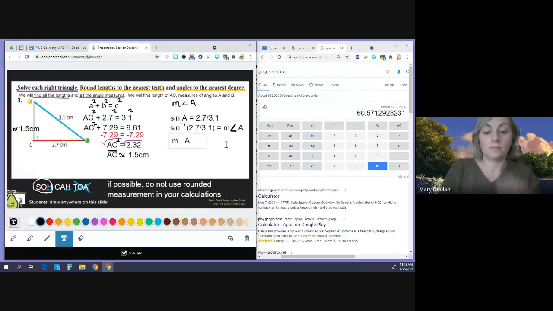So next slide here, I need to put back on student pace. We're going to solve the right triangle, which means find all 3 side measures, find all 3 angle measures. We're going to round length to the nearest tenth and angle to the nearest degree, just like in the last problem. What's different now is that on the last problem, they gave me 2 side lengths to start. Here, they gave me 1 side length and an angle measure to start. So there's different ways to go about it.